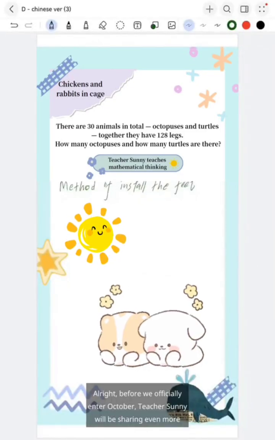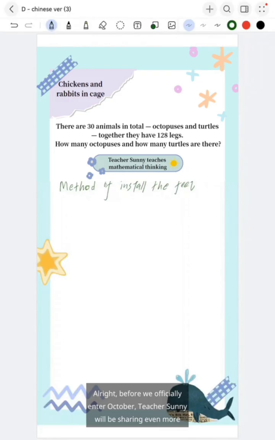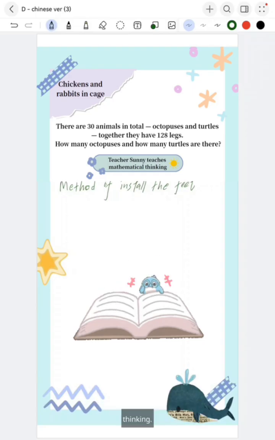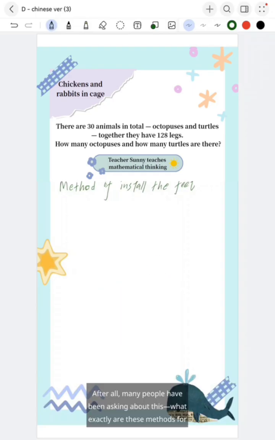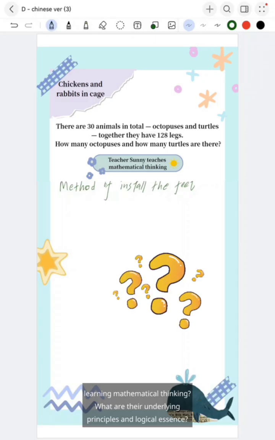Alright, before we officially enter October, Teacher Sunny will be sharing even more different types of questions with everyone. Then, starting in October, Teacher Sunny will also be sharing more valuable learning methods related to mathematical thinking. After all, many people have been asking about this. What exactly are these methods for learning mathematical thinking? What are their underlying principles and logical essence?